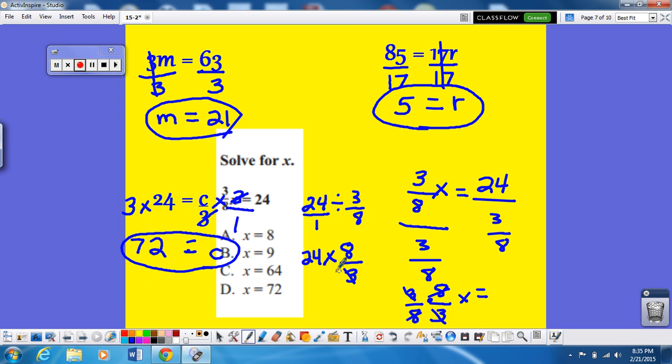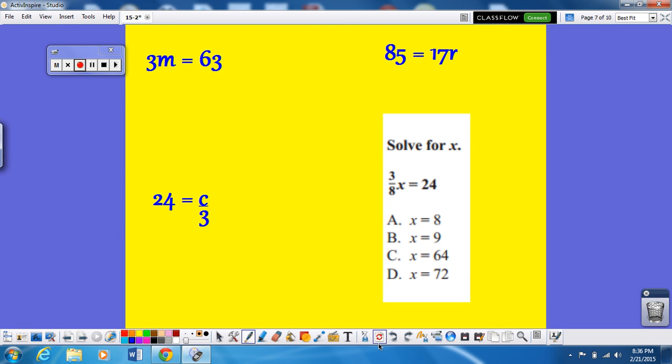Okay, let's do some canceling here. That's a 1 because 3 goes into 3, 1, 3 goes into 24, 8. 8 times 8 is 64. Over 1 would be 64. So your answer here to your x is 64, and it would be C on your choices. Now, I know that one looked a little confusing, but if you take it step by step, you should not have any trouble with that problem.